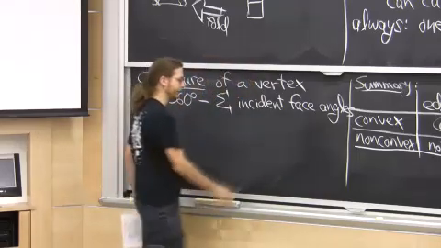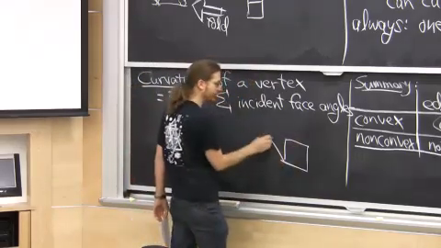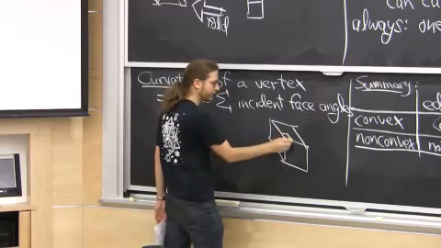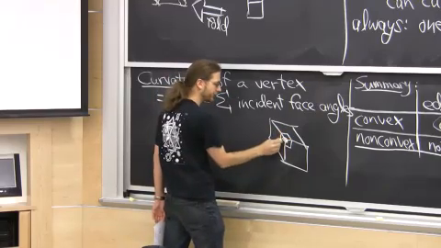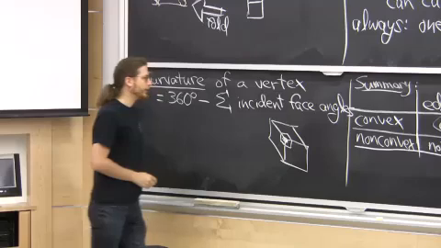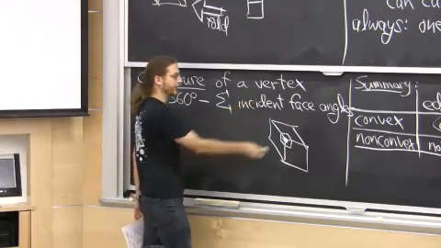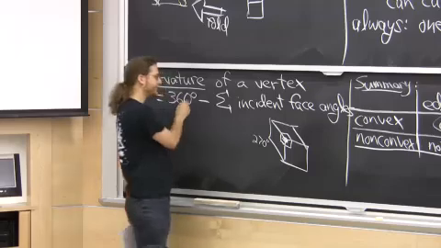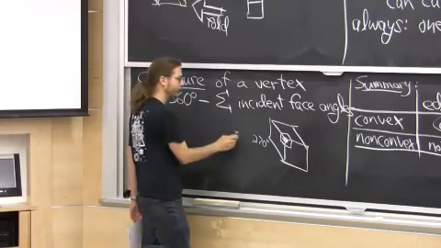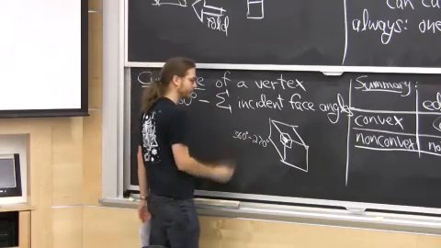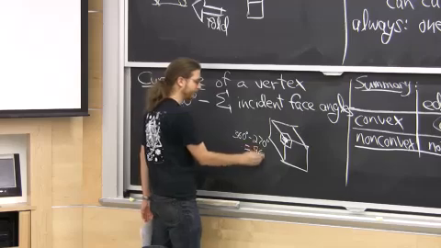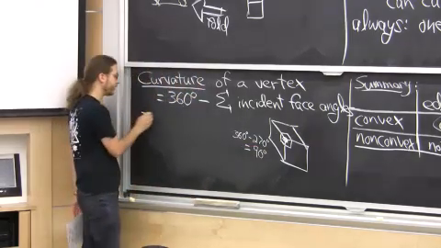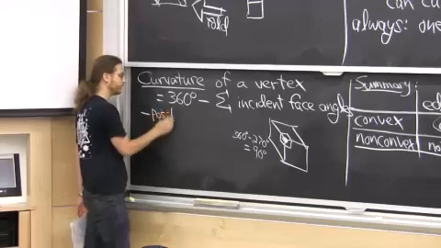Okay, if you have some vertex on your polyhedron, let's say we're looking at the corner of a cube. So this has three 90-degree angles coming together. You sum those angles, we get 270. And then you take 360 minus that sum, and that is your curvature. This is going to be 90. And what I really care about is whether the curvature is positive, 0, or negative.